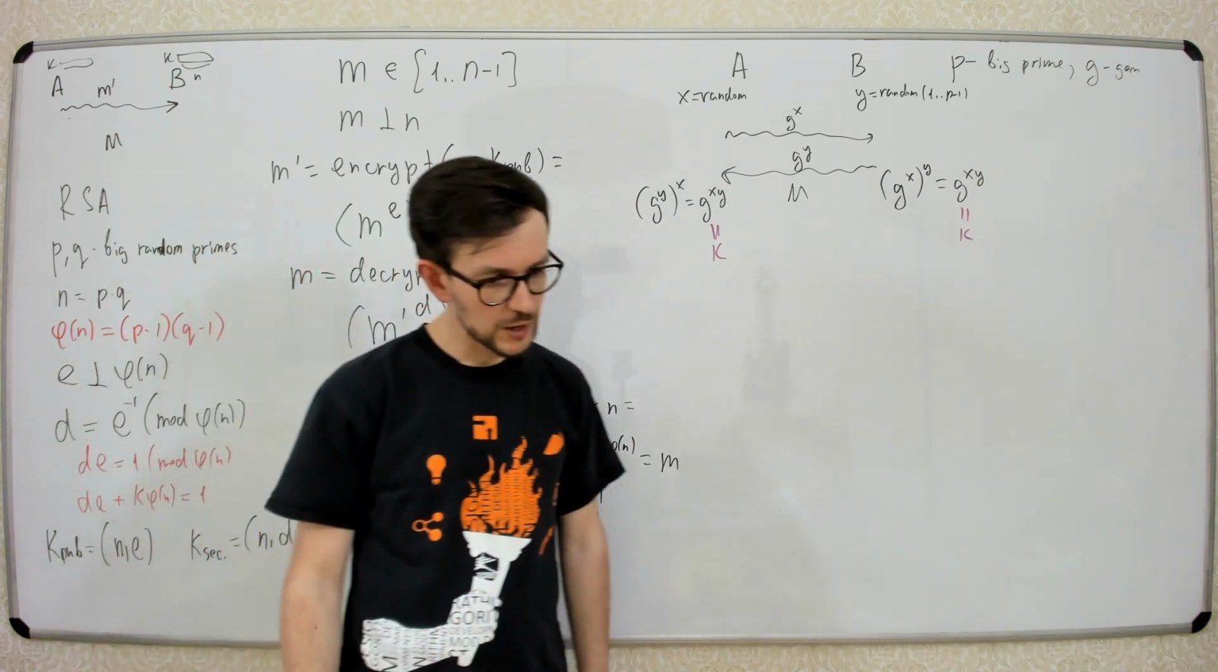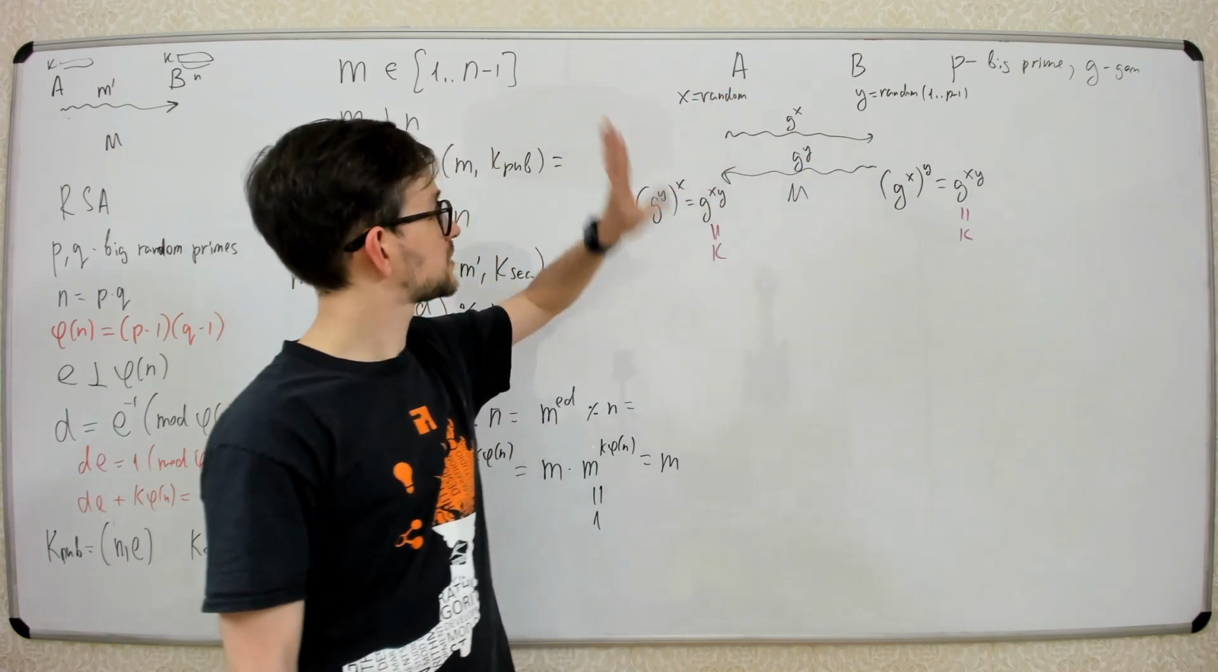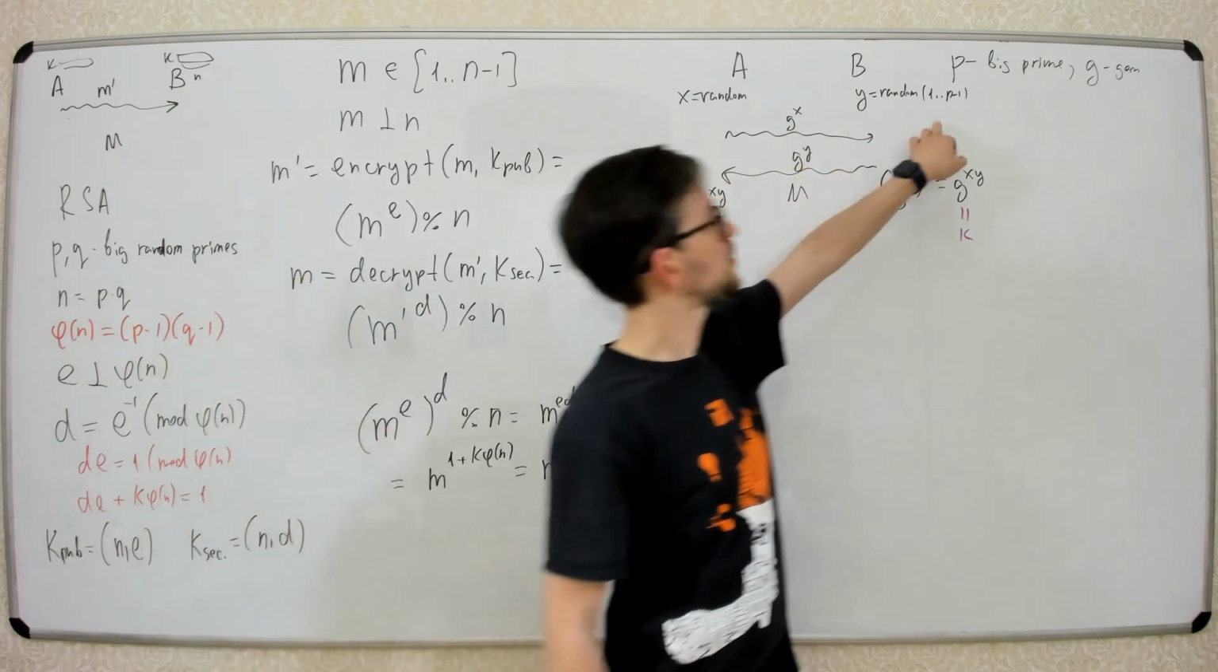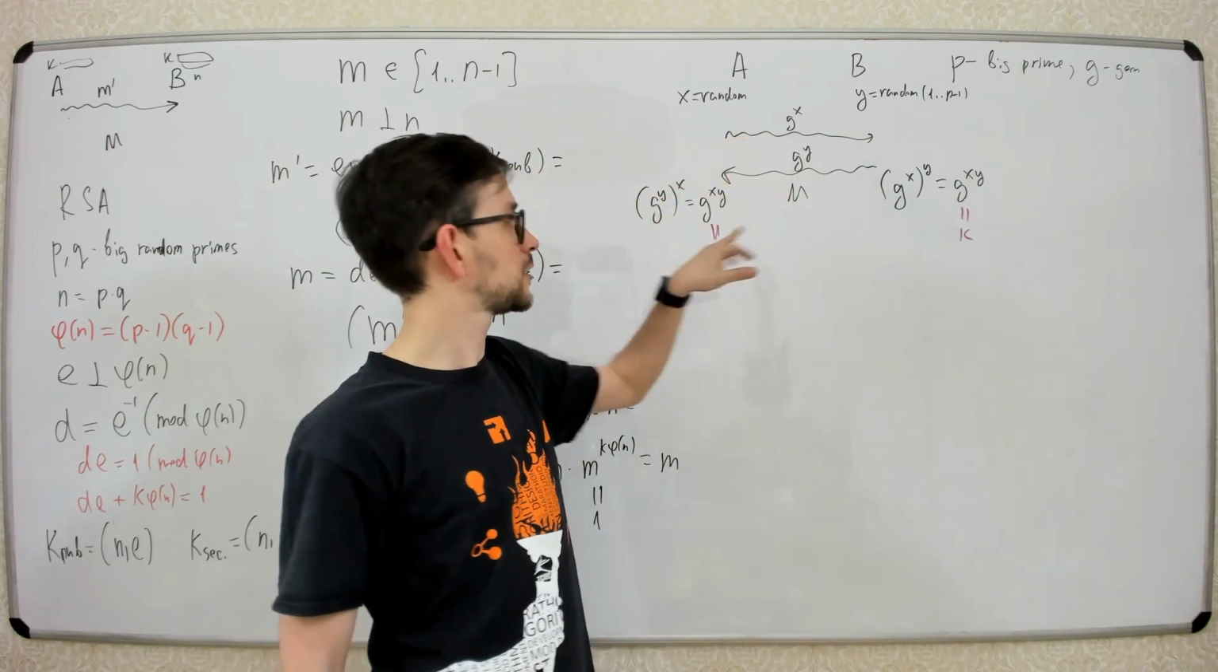So I can know the parameters. Yes, even if M knows numbers p and g, it doesn't matter. Even if you know numbers p and g, you can't get the discrete logarithm, and you can't calculate this number.